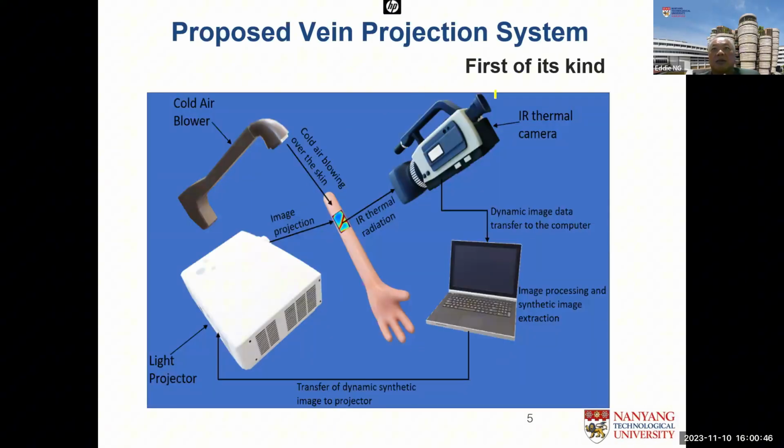Here we propose, which is the first of its kind, a thermal camera, and the thermal image data is transferred to the computer for image processing and then synthetic image extraction. We transfer those dynamic synthetic images to a projector, and this light projector concurrently projects the image onto the arm, on the same spot. Of course, as I just mentioned, there is the cooling: we have a cold air blower over here blowing cold air over the skin.